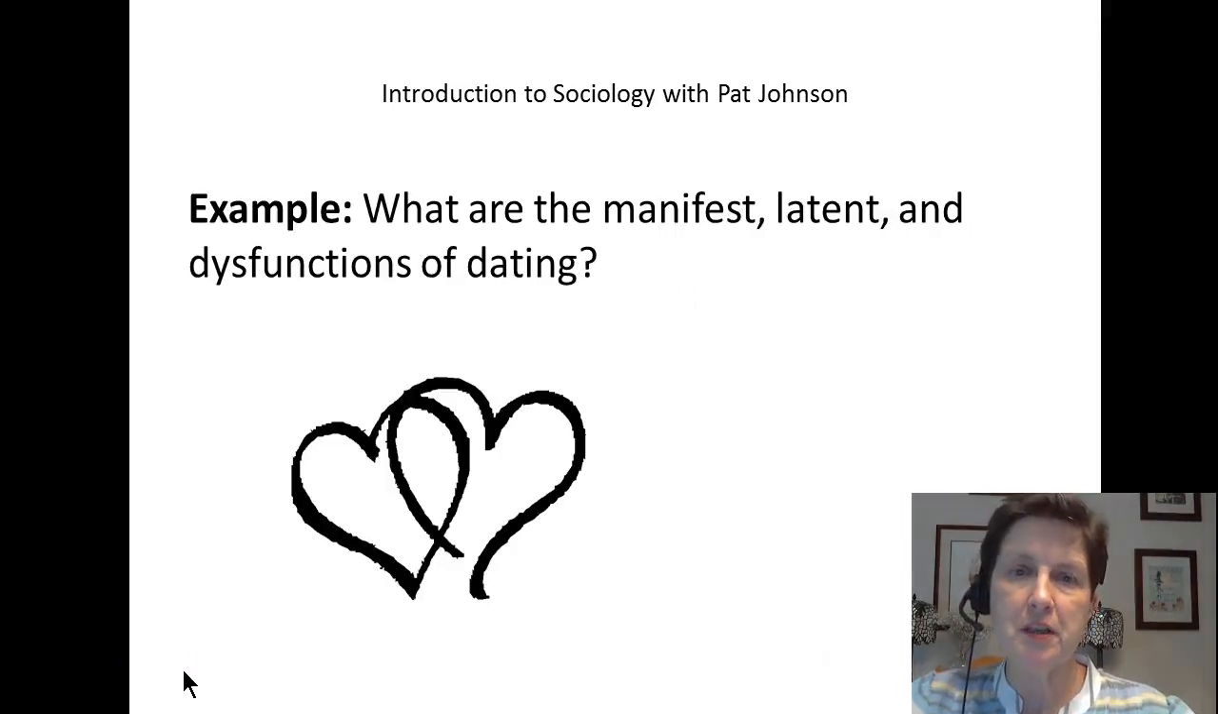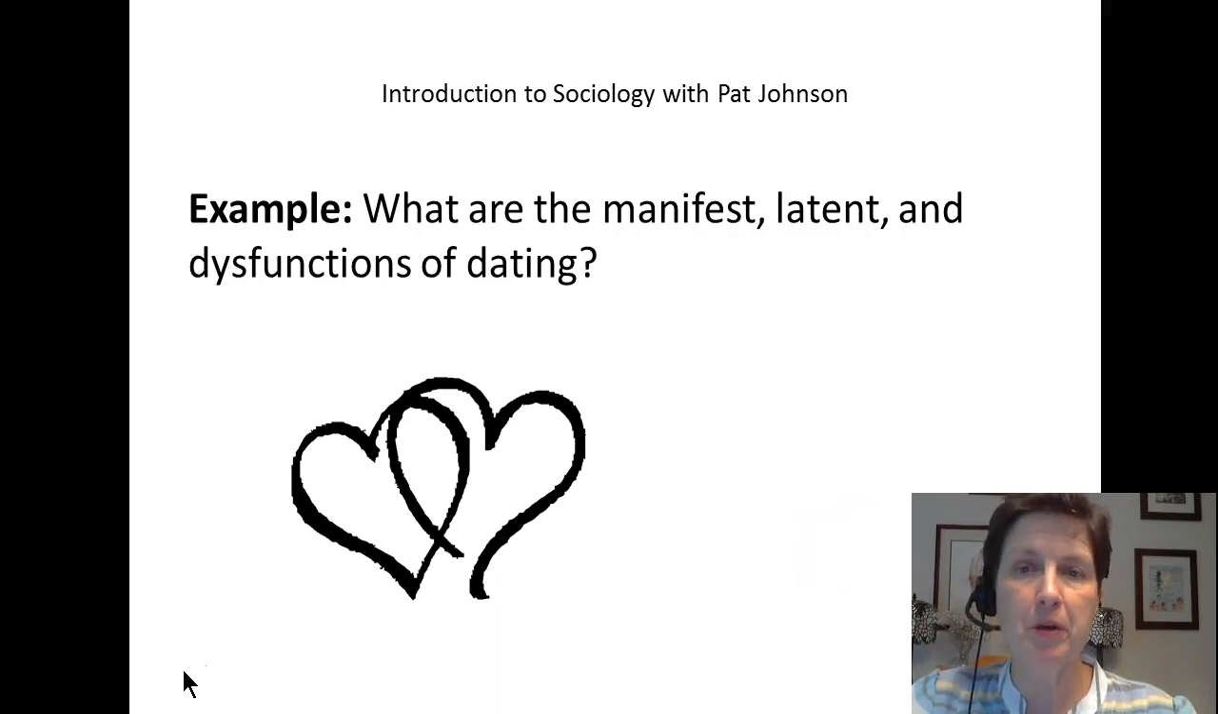So when we use the structural functional or the functional approach to studying society, we are looking at the functions that different social structures have, the manifest functions, the latent functions, and the dysfunctions. So using one more example, what could be the manifest, the latent, and the dysfunctions of dating?